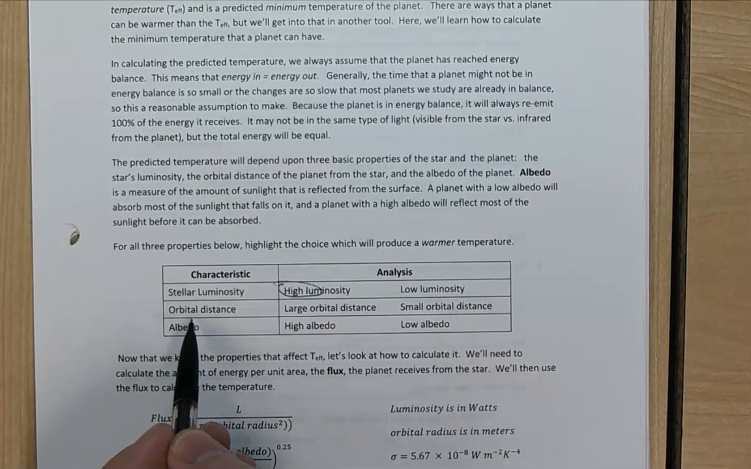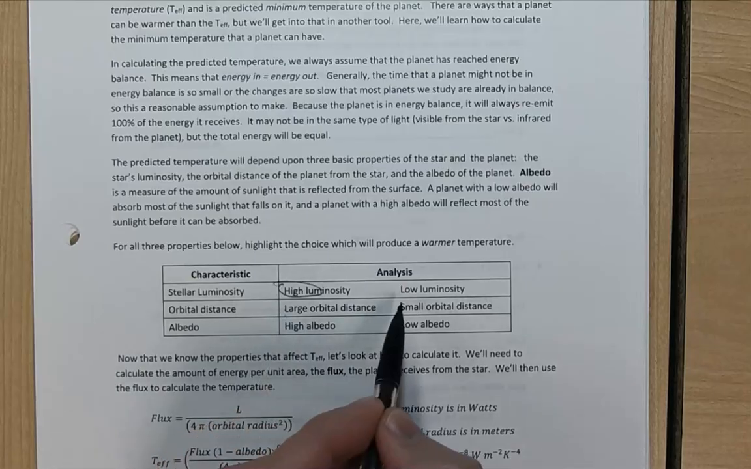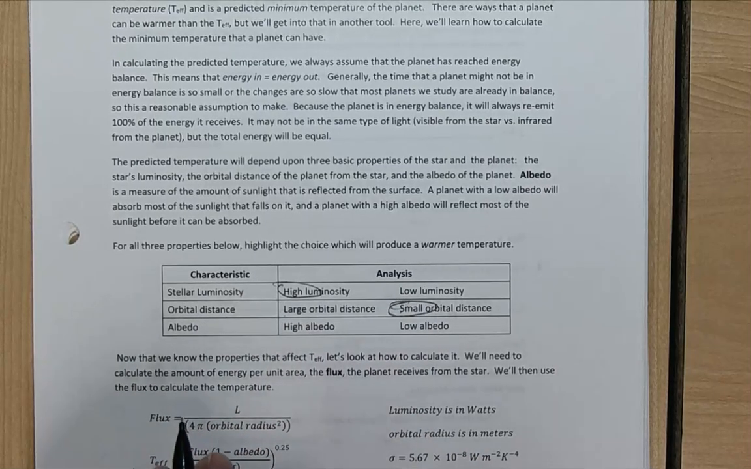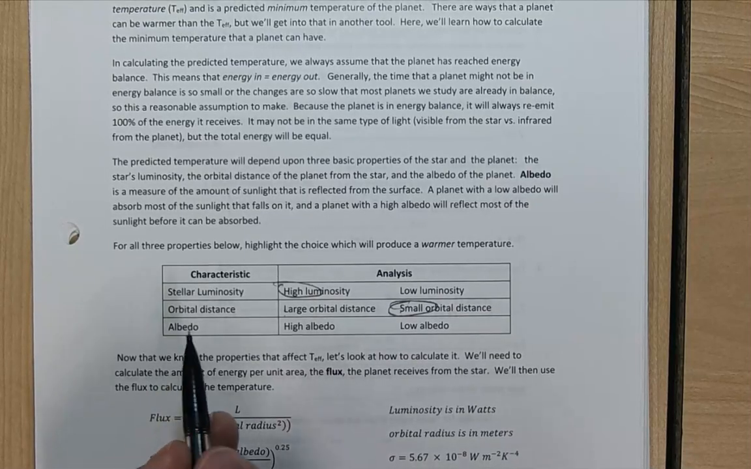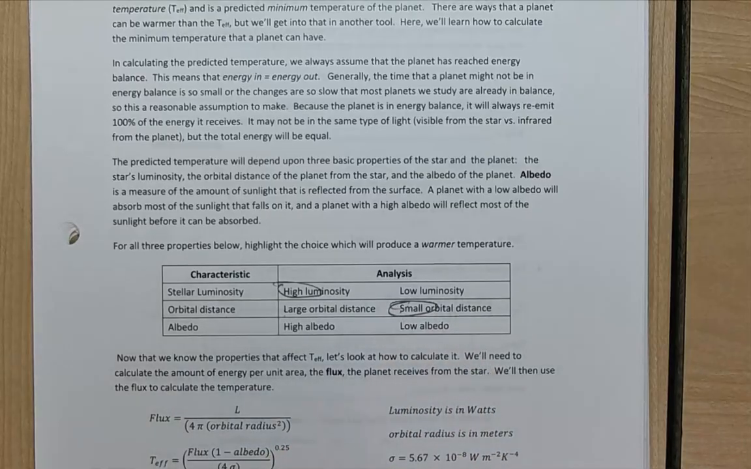Would you have a warmer planet if you were orbiting at a large orbital distance? So in other words, would your planet be warmer if you were far from the star or close to the star? Well, if you're orbiting with a small orbital distance, if there's a short distance between the star and the planet, the planet is close to the star, you're going to get more flux again and a warmer planet.